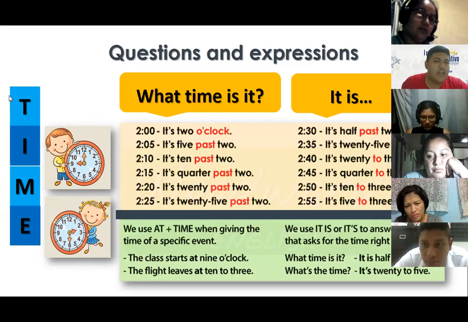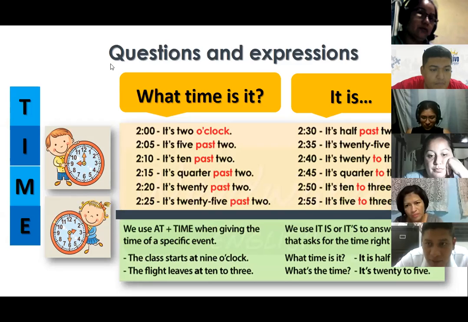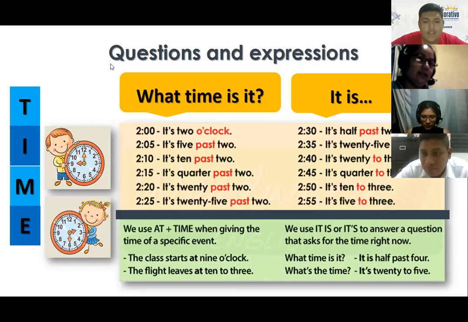That is how you get to say it. Así es como ustedes lo dirían. It's 43 past 8. Exactly. Okay. It's 43 past 8.